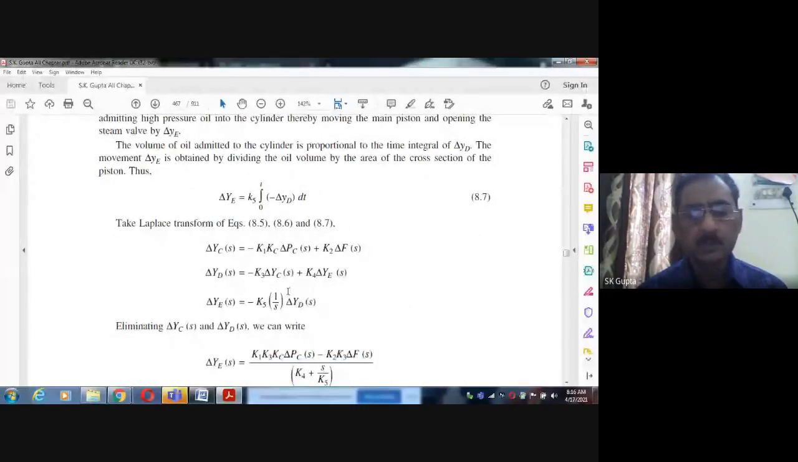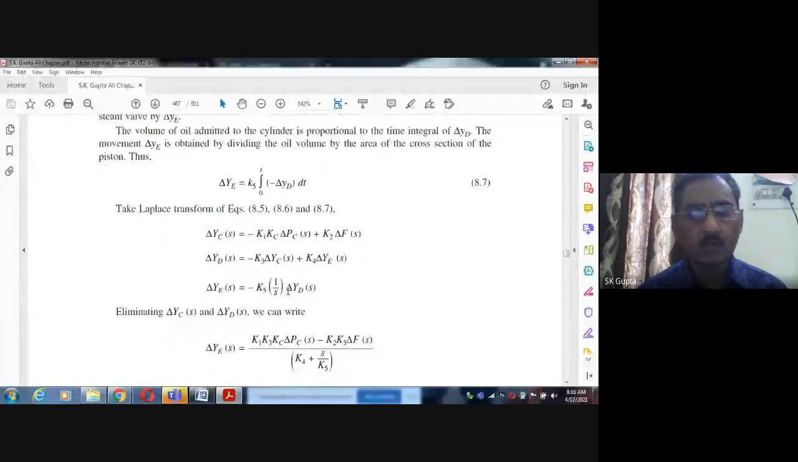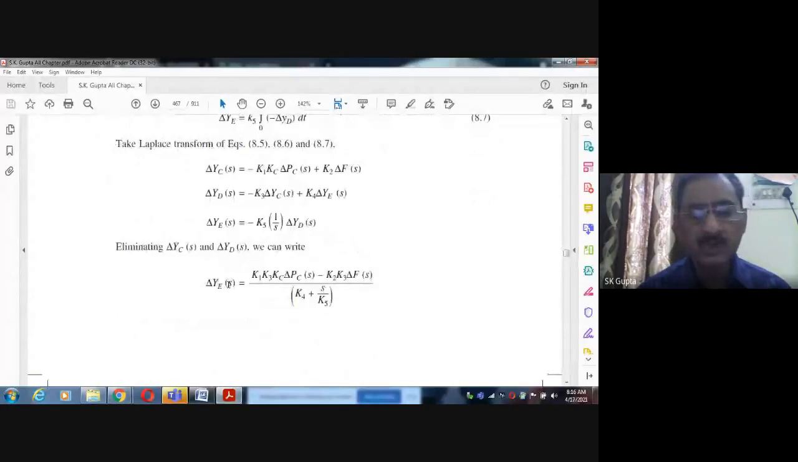After eliminating the intermediate terms, we get this equation for del YE, meaning how much fuel opening there will be because of either a change in frequency or a change in input power setting. If we change the input power setting, meaning instead of 100 megawatt, suppose we want 110 megawatt because the demand has increased, this can be changed from the input setting. And if there is a change in frequency or in the speed of the speed governor, then it understands that power demand is different than the power supplied. Accordingly, it changes the del YE opening of the fuel. So this was the final equation.